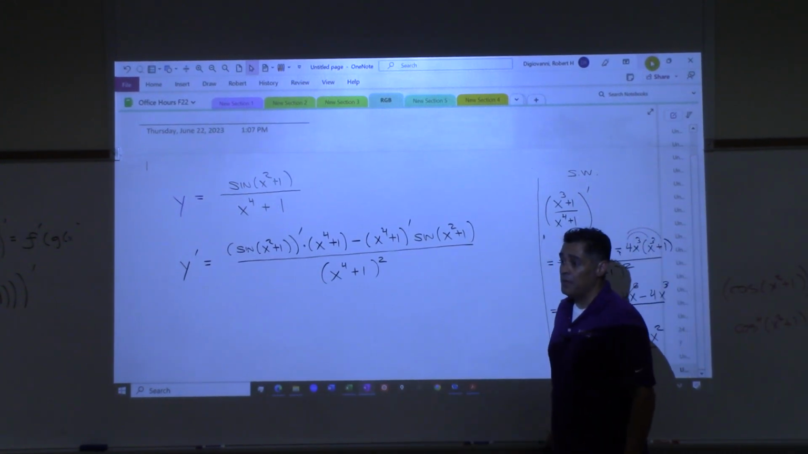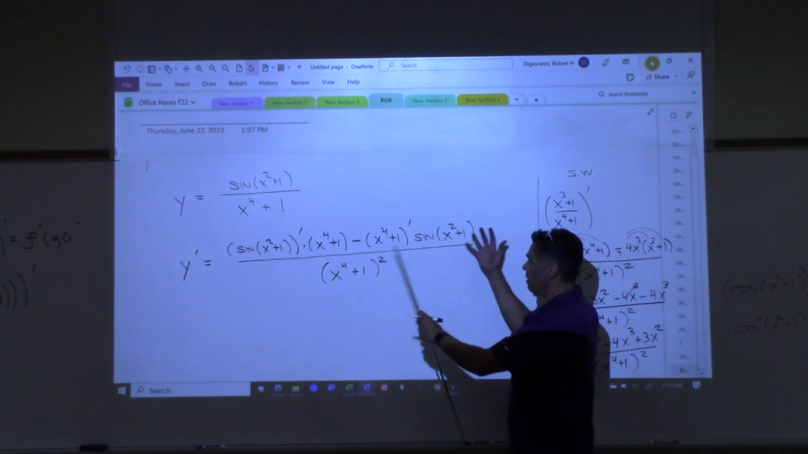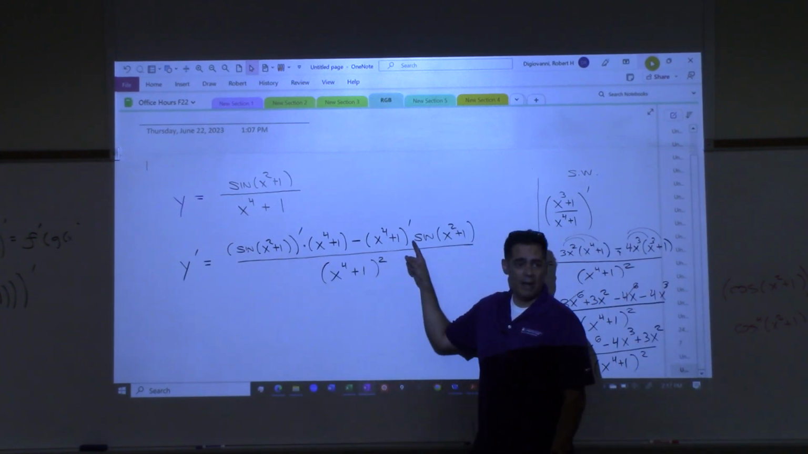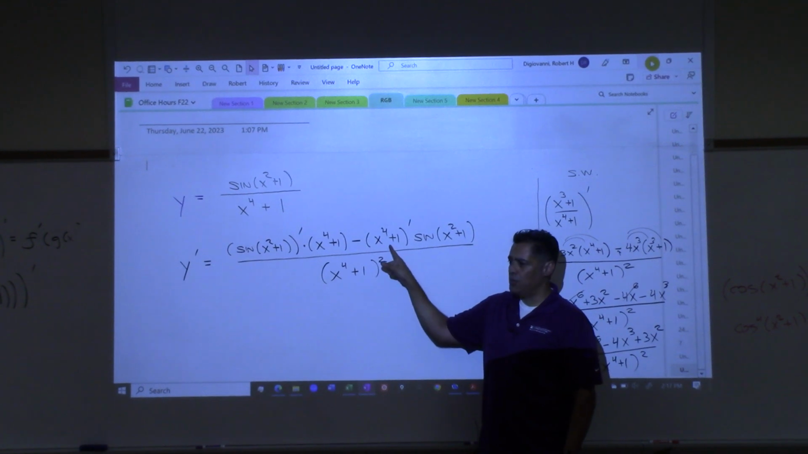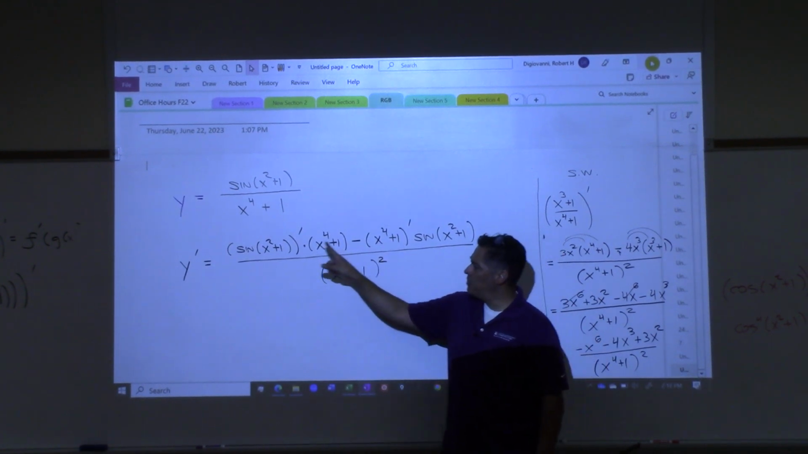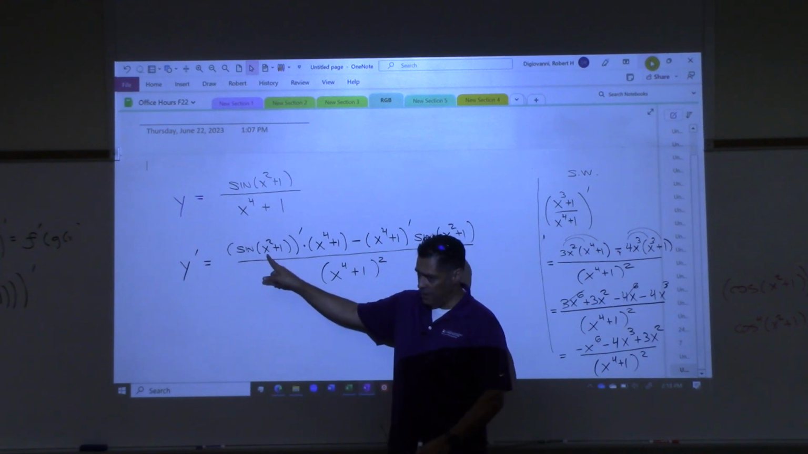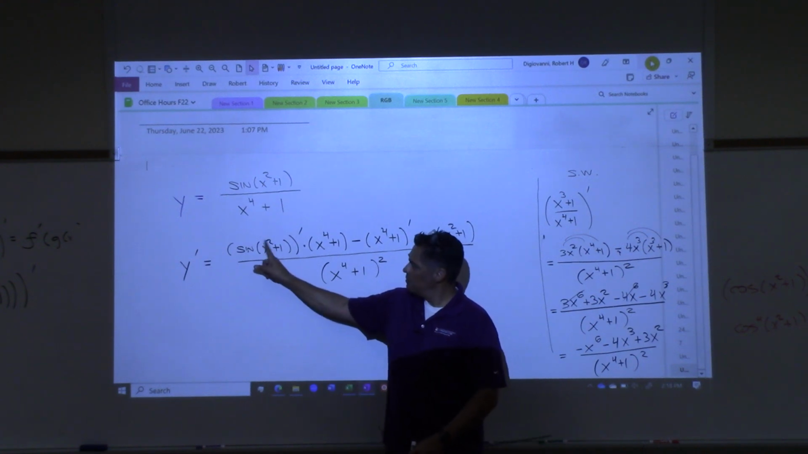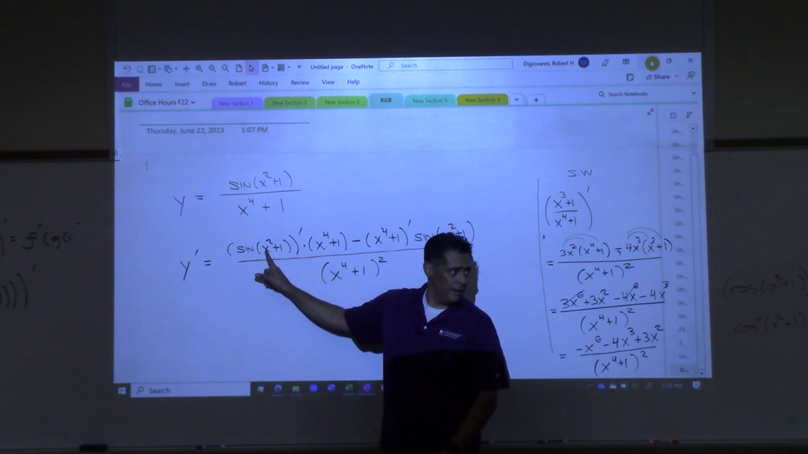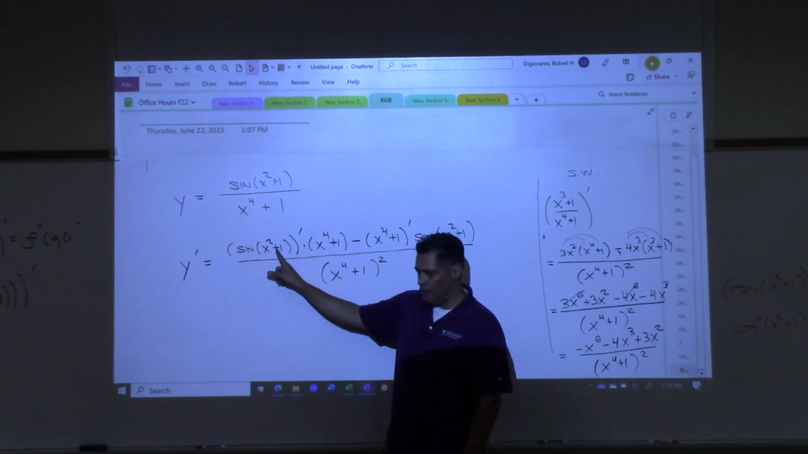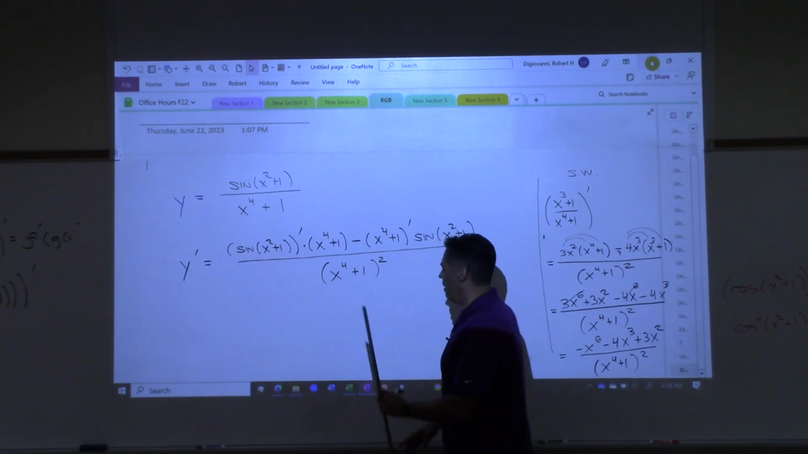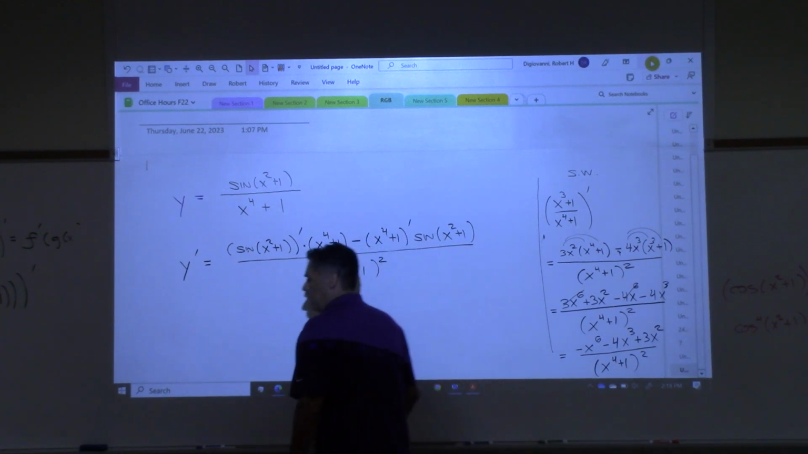Now, in the middle of this quotient rule, I have two derivatives I have to take, right? This one is super clean. Would you all agree? That's just 4x cubed. But this one is a chain rule, right? You have composition there. It's sine of x squared plus 1. So I'm going to need to make sure I know that derivative.